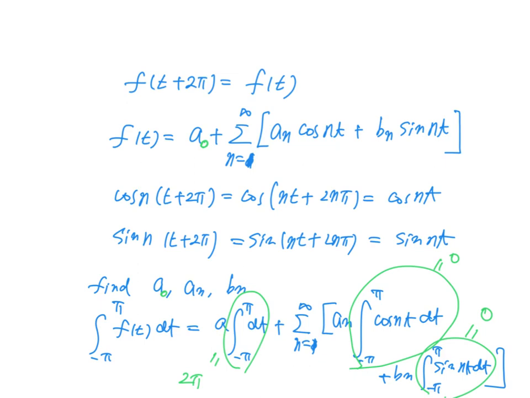So a0 is simply, okay, I'll let you copy this. a0 is 1 over 2 pi times the integral from minus pi to pi of f(t) dt.